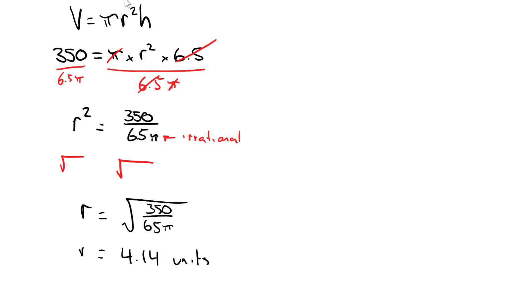Now you may ask, when I square root something, don't we get a plus or minus answer? In most cases that is correct. The reason I'm not counting a negative here is because I know the r represents radius, and radius is a measurement of distance. Therefore I cannot have a negative distance in this example. Therefore I only need the positive answer, which in this case is 4.14 units.